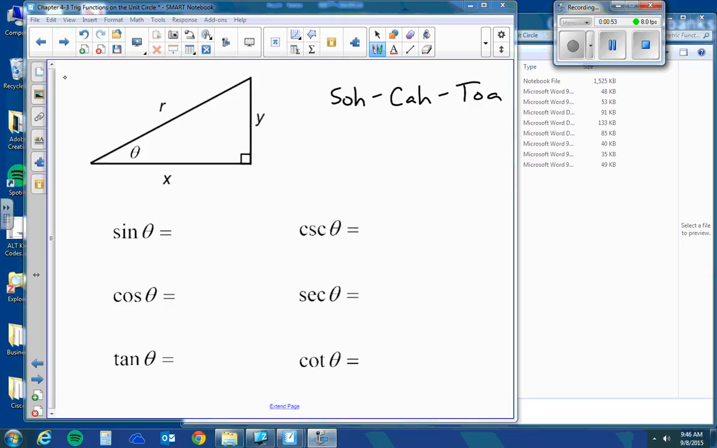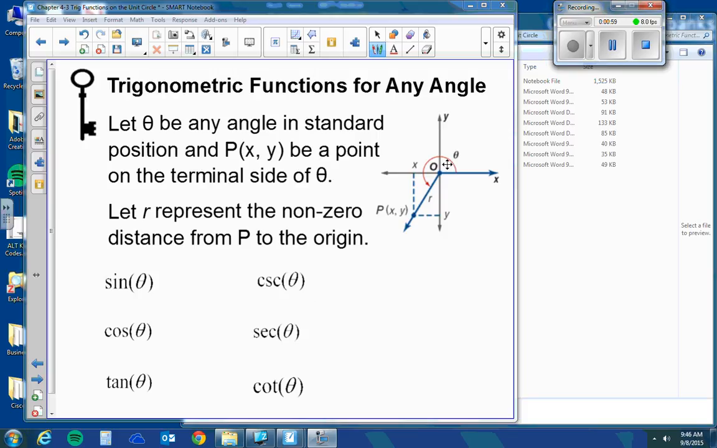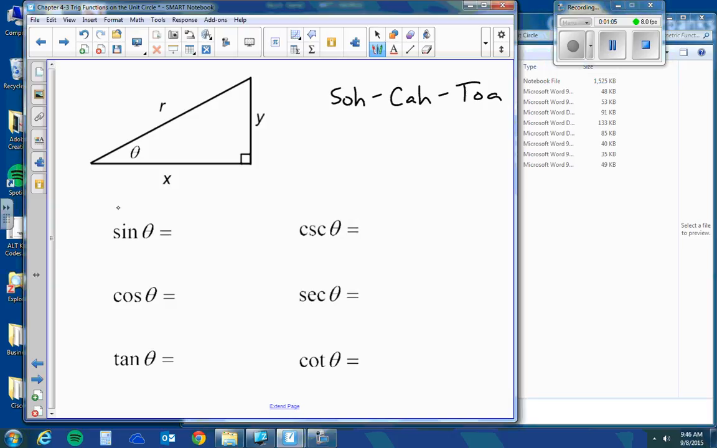Now, I drew this nice, simple picture with a first quadrant angle, but the reality is your angle could be in any quadrant. So you won't always see the triangle using theta. But we're going to get our definitions from this because it's easy. Sine is, opposite in the picture, what's opposite? Y over R. That's your definition you want to memorize. Sine is Y over R. Okay? Cosine is adjacent over hypotenuse, X over R.